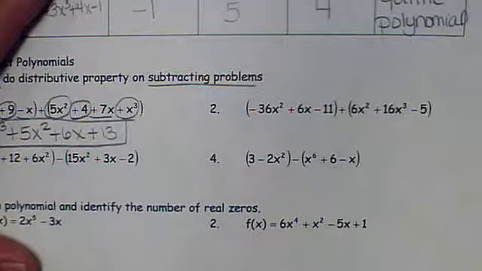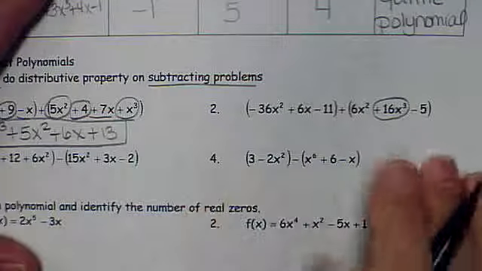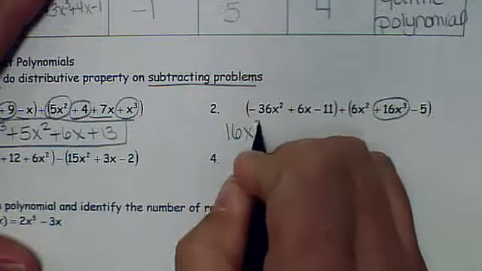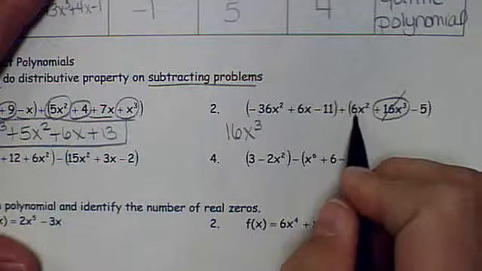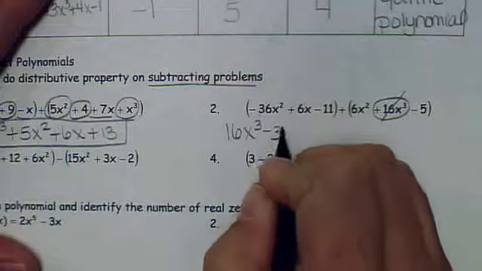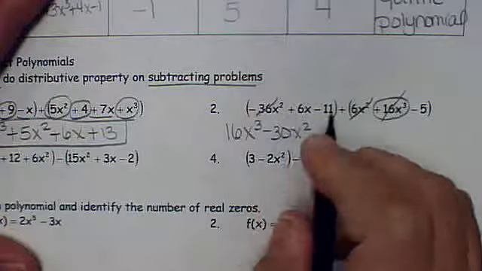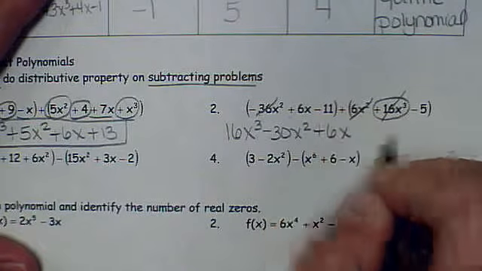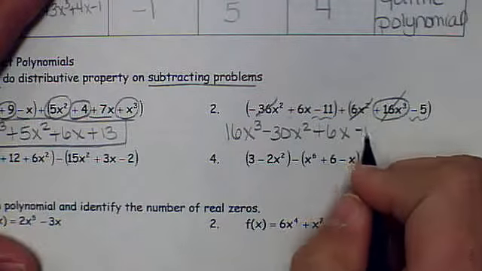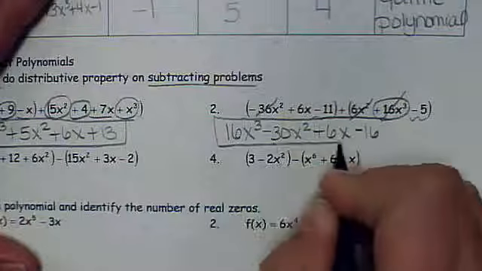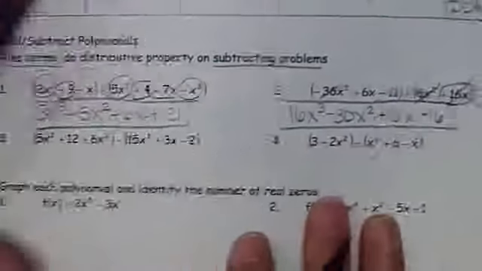So number 2, we work the same way. Start with the biggest exponent. In this case, our biggest exponent is 16x to the third. There's no other x to the third, so we write that down. Then we go to our x squared. So negative 36x squared plus 6x squared is negative 30x squared. Then we go to our x's. All we have is plus 6x, so we write that down. And then our numbers, negative 11 and negative 5 makes negative 16. Remember, it needs to be in standard form, so biggest exponent and goes in order.